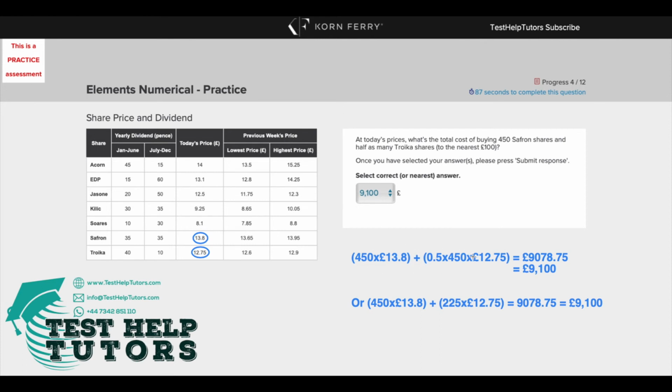When you add these two together, you can do it quickly in your calculator, we get 9,078.75. This, to the nearest answer that they've given us, would be 9,100, because you round it up to 9,100. So our answer is £9,100.